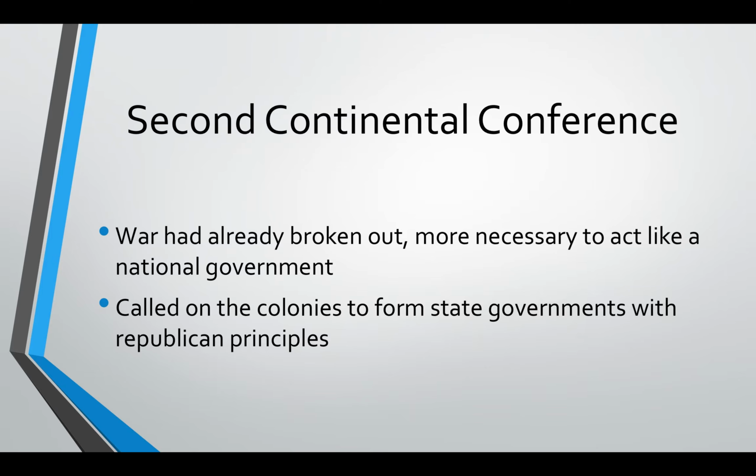By the time the Second Continental Congress met, war had broken out, and it became more necessary to act like a national government. At the meeting of the Second Continental Congress, states' governments were called upon to form state governments that had republican principles. This meant that state governments should have bicameral legislatures and governors.